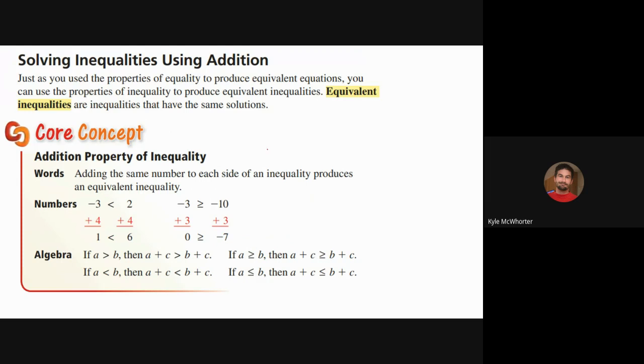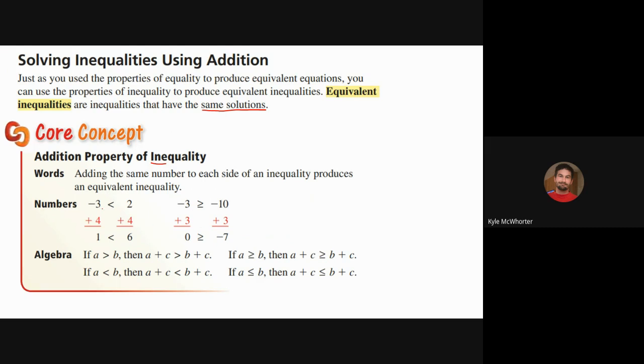So, just like when we were solving equations, you can use the properties of equality to solve equations. We can also use them to produce equivalent inequalities. So equivalent inequalities have the same solutions. So here's our addition property of inequality. Adding the same number to each side of an inequality produces an equivalent inequality. So we're allowed to add the same number to both sides.